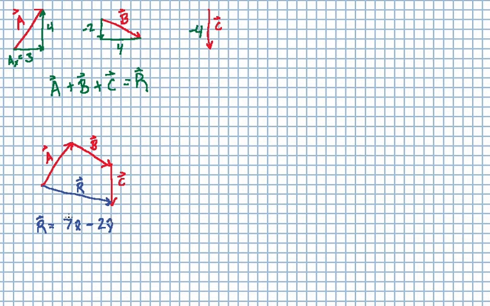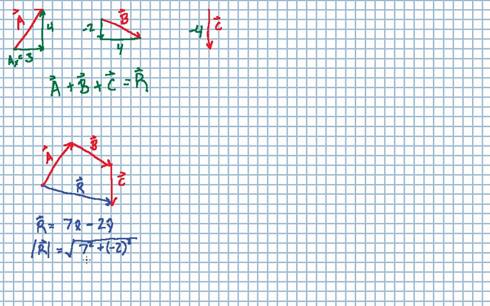And if I wanted to know its length, I could then just do the magnitude of vector R is the square root, just Pythagorean theorem, of 7 squared plus negative 2 squared, and take the square root of that, and I'd have what R is.